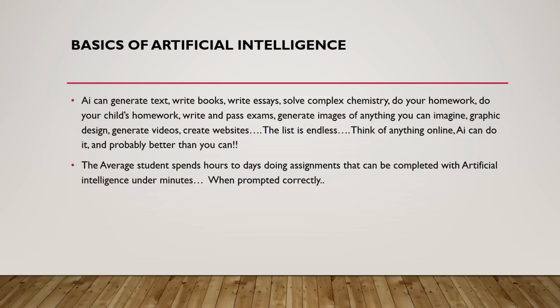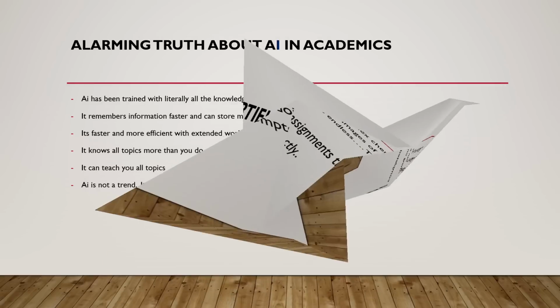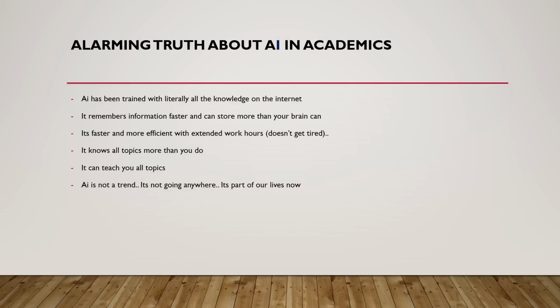And now the funny thing here is the average student spends like 4, 5, 6, 7, 8 hours doing assignments that can be completed with artificial intelligence in minutes when prompted correctly. And now we're gonna show you how you can save all that time just by learning how to use AI properly. Now, the alarming truth about AI in academics is this.